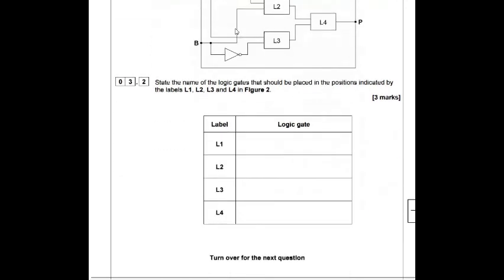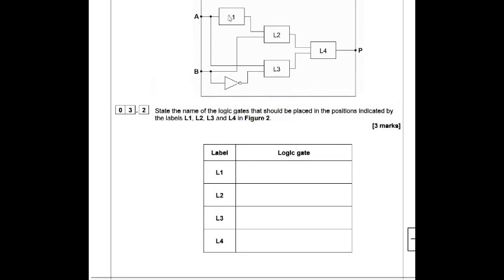So if we were to do L1, it is going to be a NOT. L2 is going to be an AND. L3 is also going to be an AND, and then L4 is going to be an OR. So they would be the logic gates that should be placed in those positions indicated by the labels. So L1 is NOT, L2 and L3 are AND, L4 is OR.